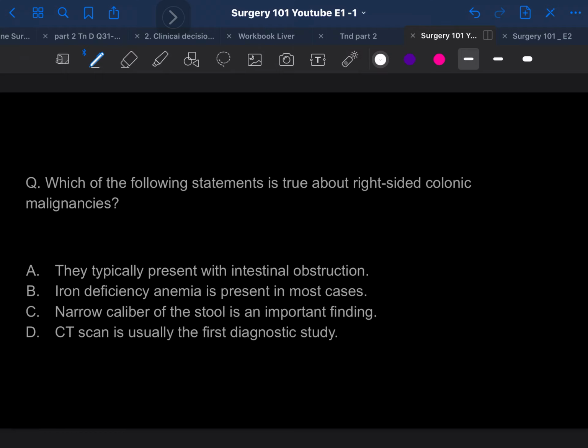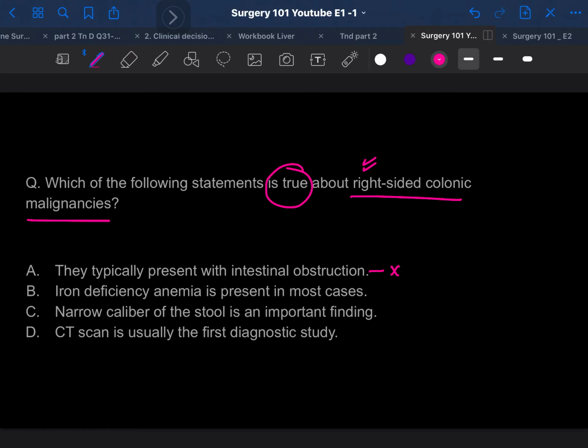Now, which of the following statements is true about right-sided colonic malignancy? There are two types, a right-sided colonic malignancy and a left-sided colonic malignancy. So which of the following statements is true about the right-sided colonic malignancy? They typically present with an intestinal obstruction. Well, no, it is a false statement.